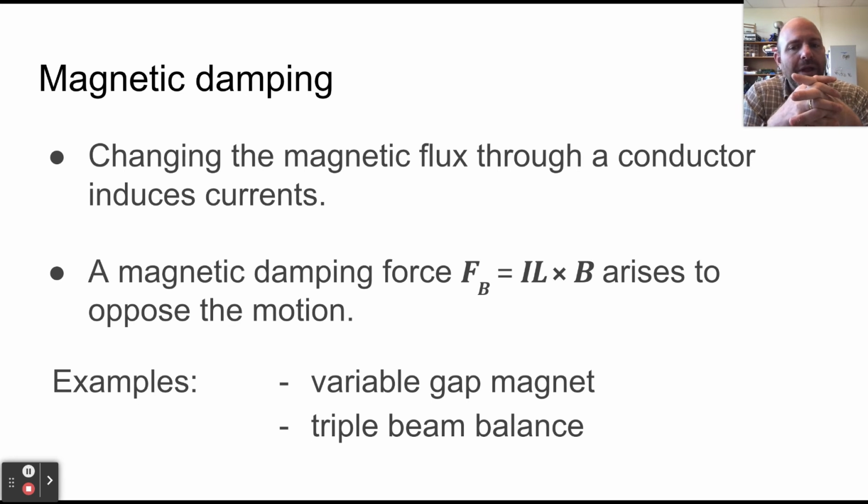Examples of this are the variable gap magnet and letting something go through it. Triple beam balance. If you look at the edge of the far end of a triple beam balance where it goes up and down and kind of points at the little line, you'll notice it doesn't just jiggle around rapidly, it kind of moves slowly. And that's because there's a piece of metal there and some magnets on the side of it that provide this magnetic damping. So the faster it moves, the more it tries to stop it. If it's moving very slowly, it can settle to its final position. And the magnets don't do anything to it when it's not moving.